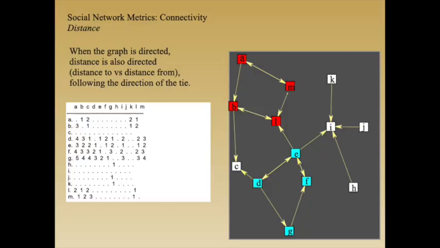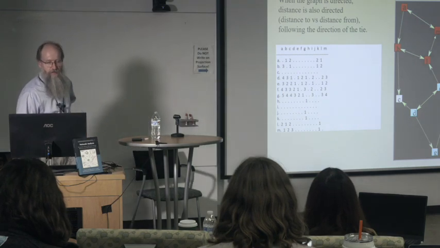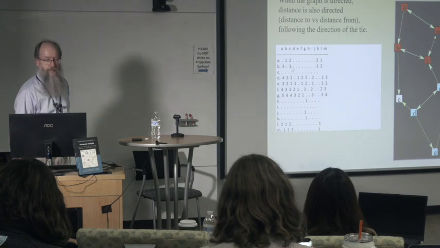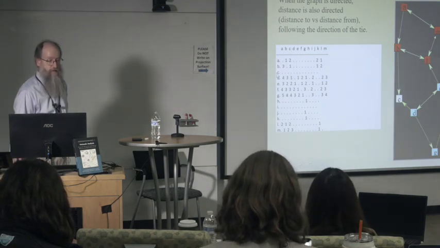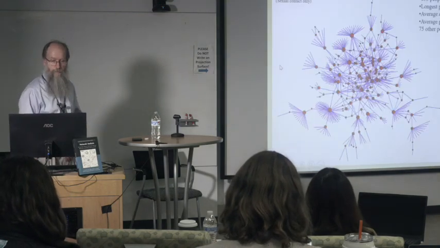Distance is also directed. This should look like a matrix, but my monospace font disappeared, a problem with switching slide decks. Anyway, you can think of a distance matrix from A to A, for example. In a directed network, the distance from A to C is going to be different from the distance from C to A. So it follows the directionality of the ties.